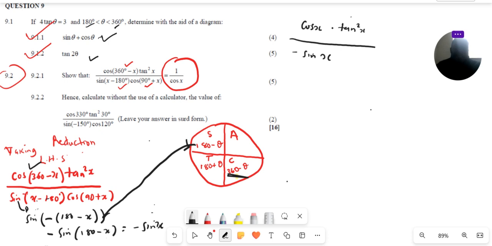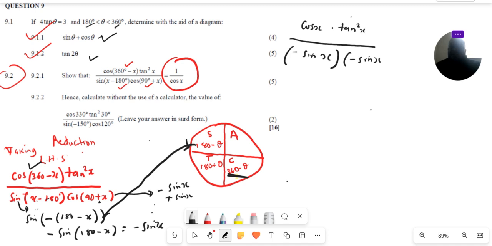Cos of 90 plus x. Always when you see cos of 90 plus x, when there is a plus here, it will always give us a negative sine x. If there is a negative here instead of a positive, and it is cos of 90 minus x, it will obviously give you a positive sine x. But in this case, it's a plus, meaning that it will automatically give me a negative sine of x. You see, it's a reduction.